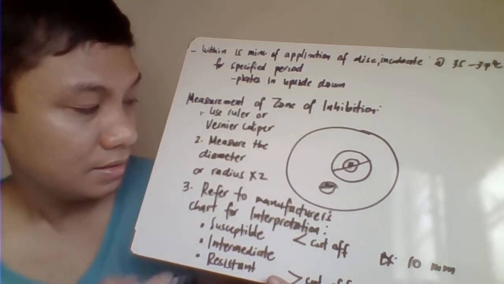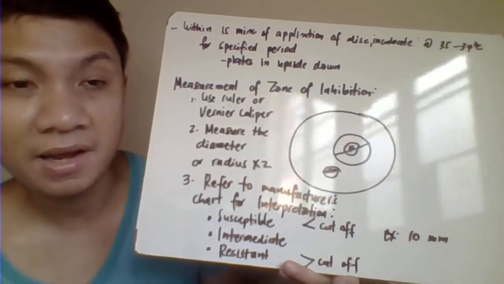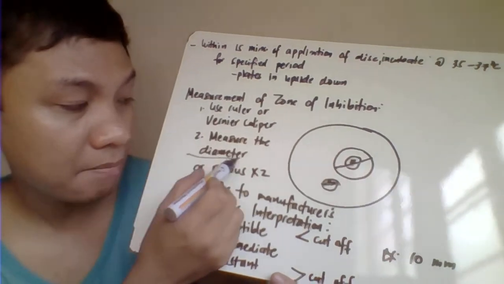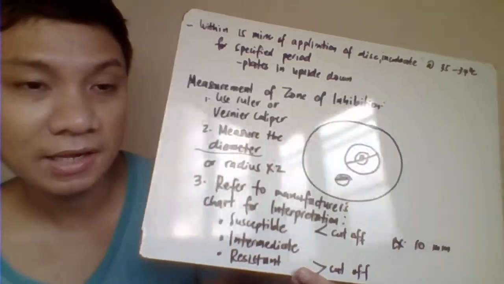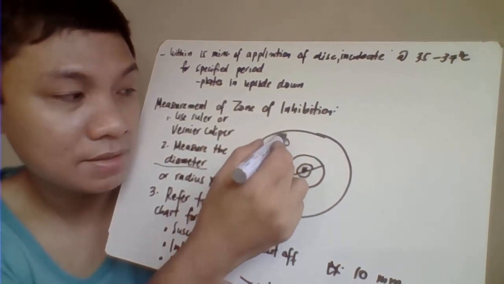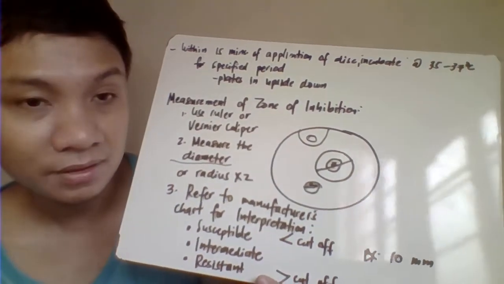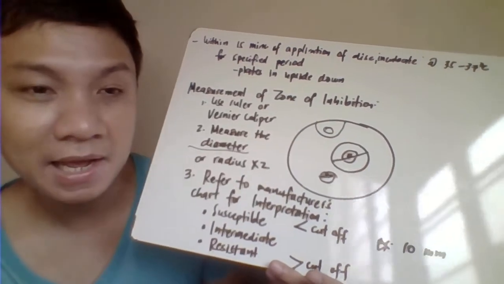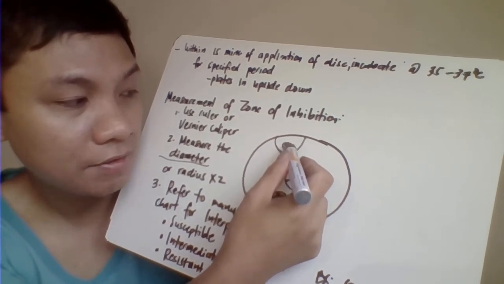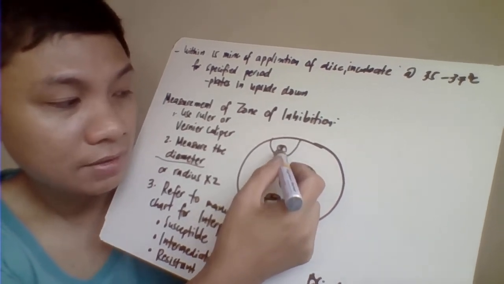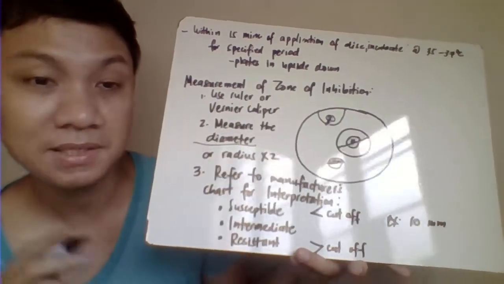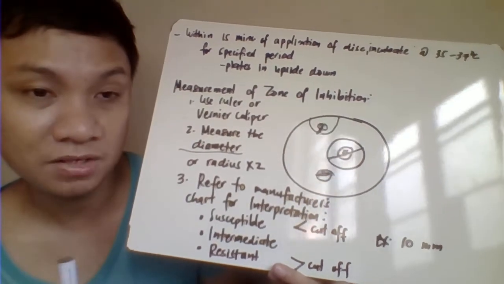On the other hand, if the zone of inhibition is nicely formed, you can measure the entire diameter. But sometimes the zone of inhibition is not that nice. For example, if this is our antibiotic disc and the zone is just like this, you cannot tell how large the diameter really is. So all you need to do is measure the radius only, up to here. Whatever your measurement, multiply it by 2. That becomes your actual zone of inhibition.